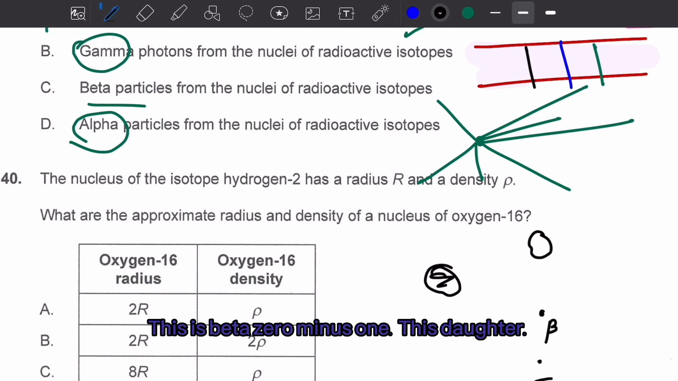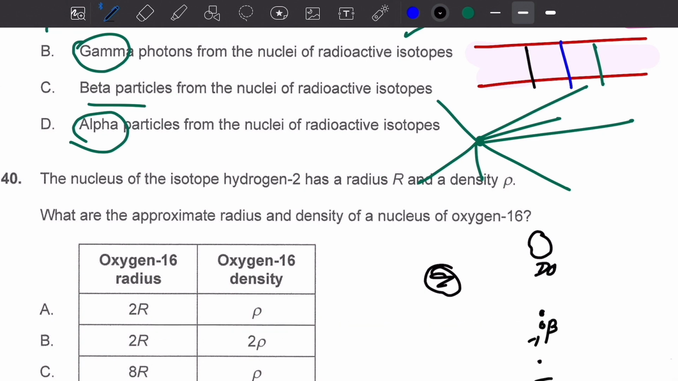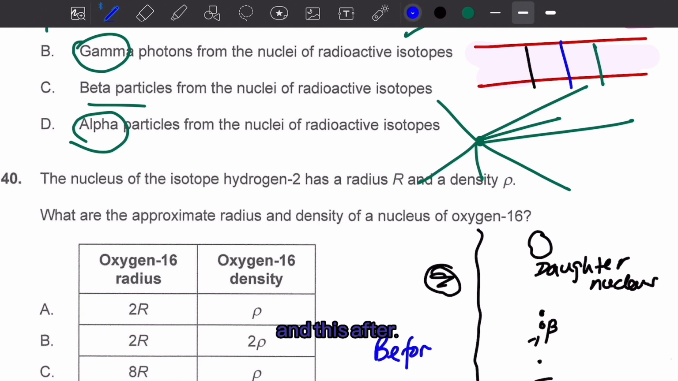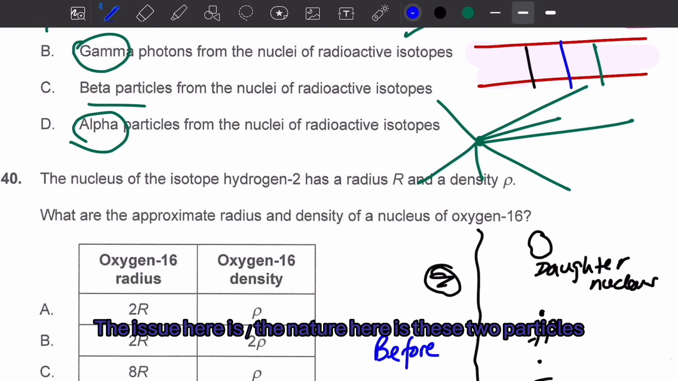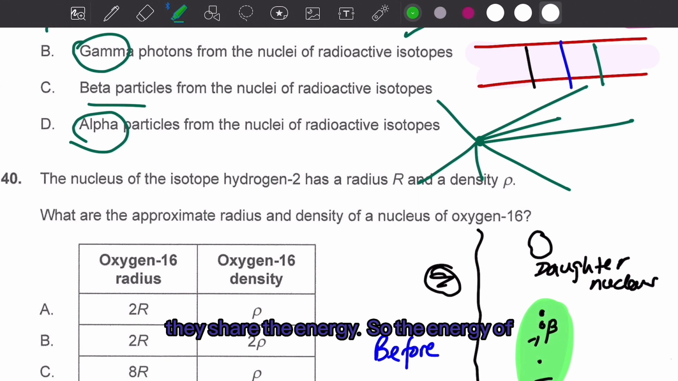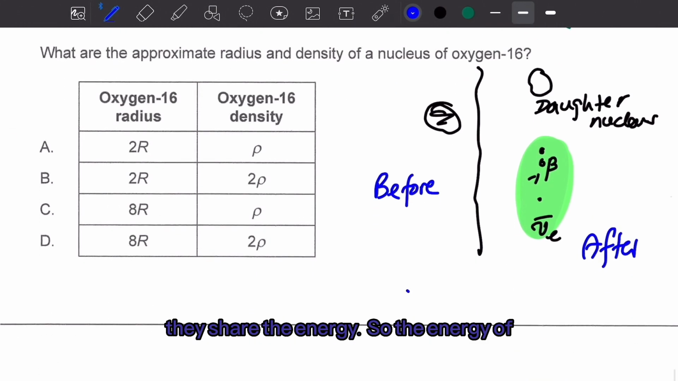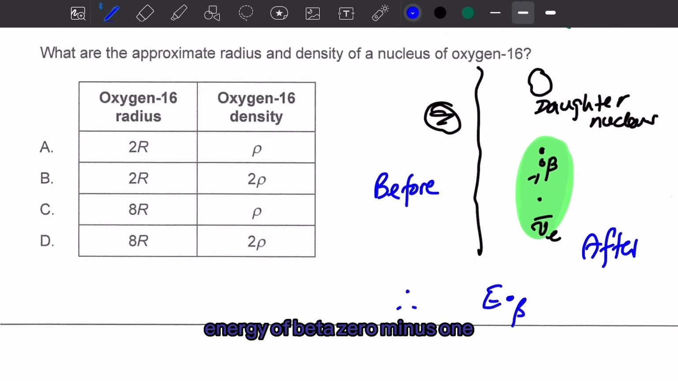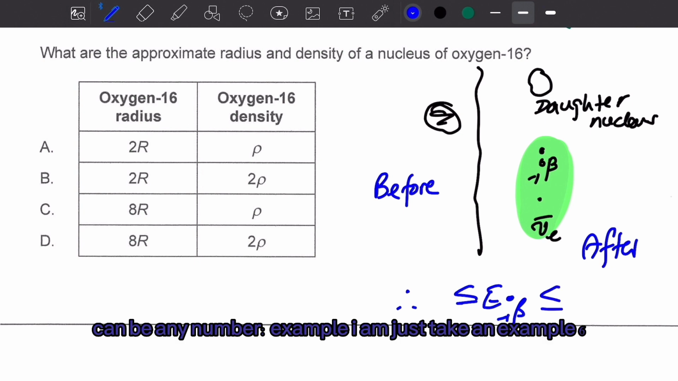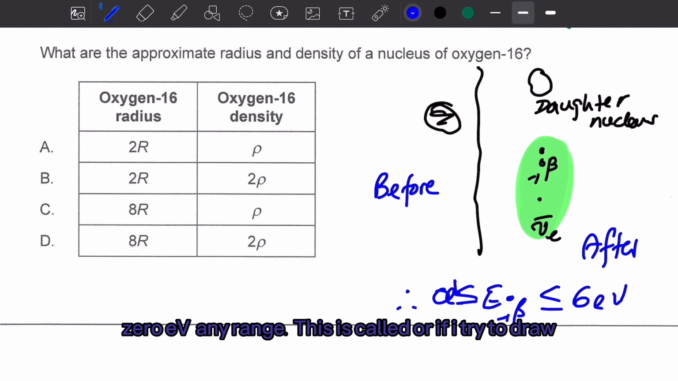This is beta, 0 minus 1. This is the daughter. This is before and this is after. The issue here is that these two particles share the energy. So the energy of beta 0 minus 1 can be any number. For example, I am just taking an example, 6 electron volt to 0 electron volt, any range.